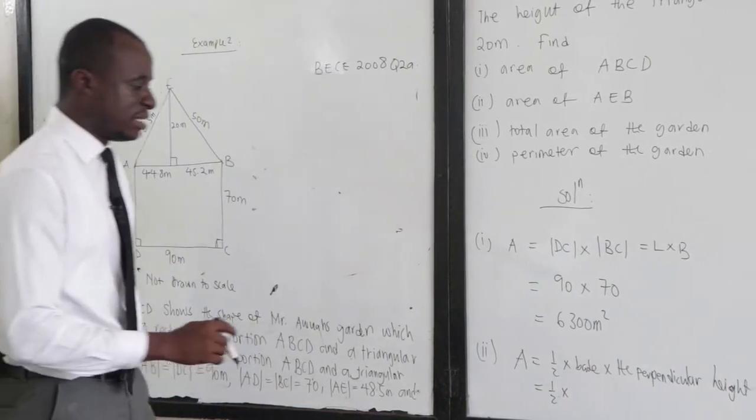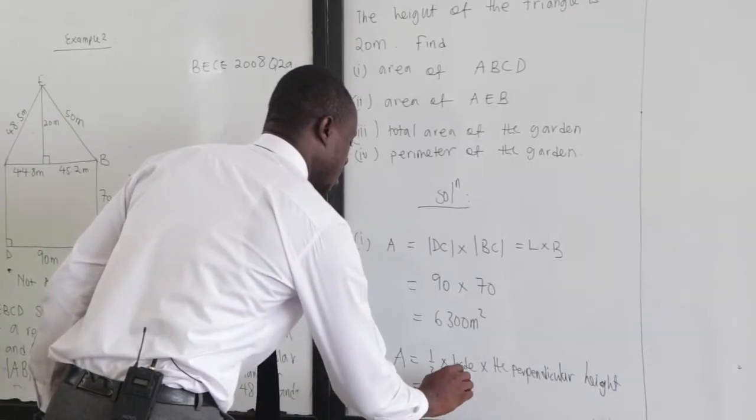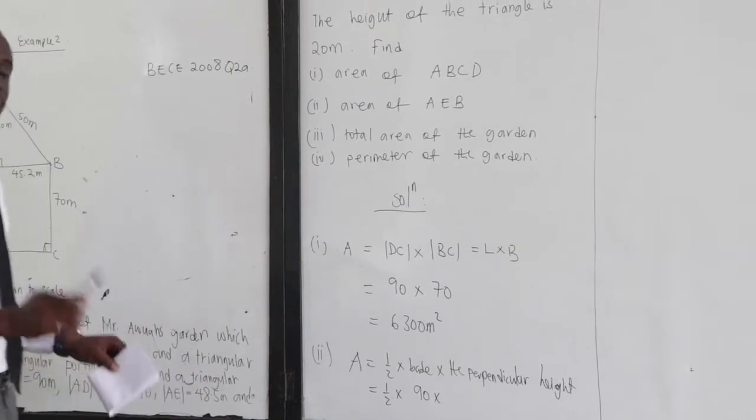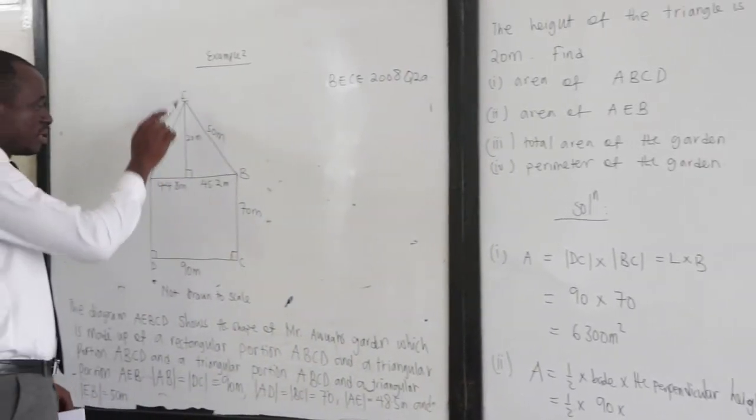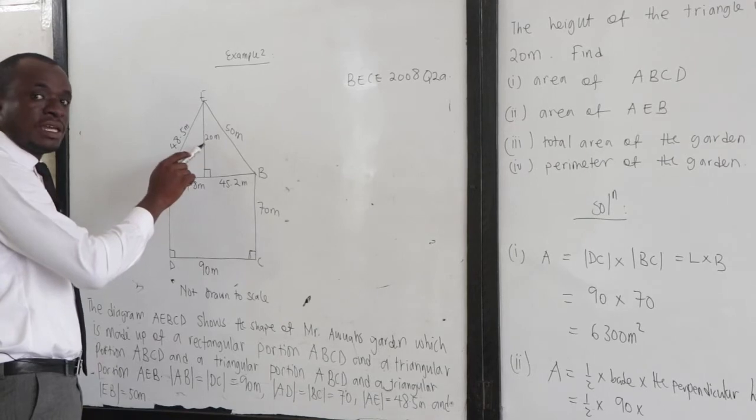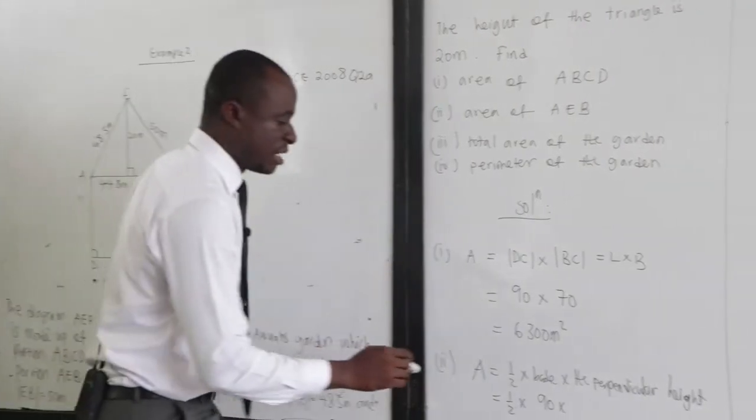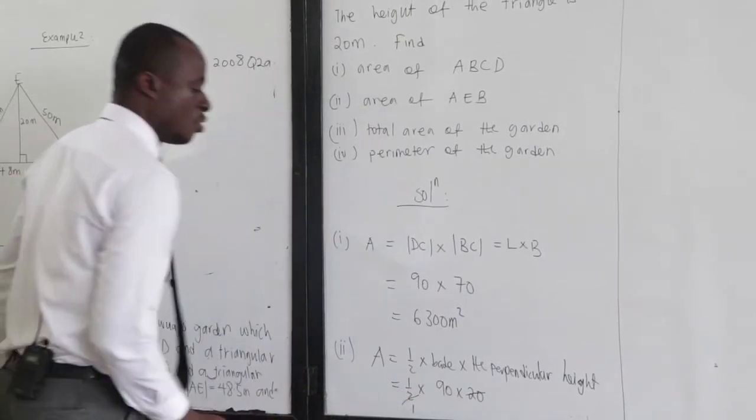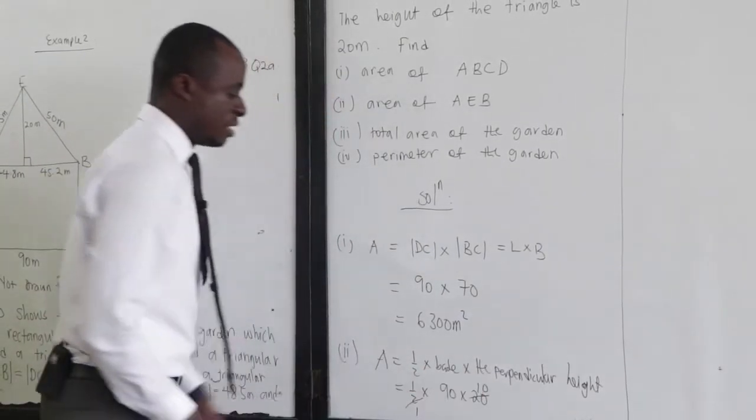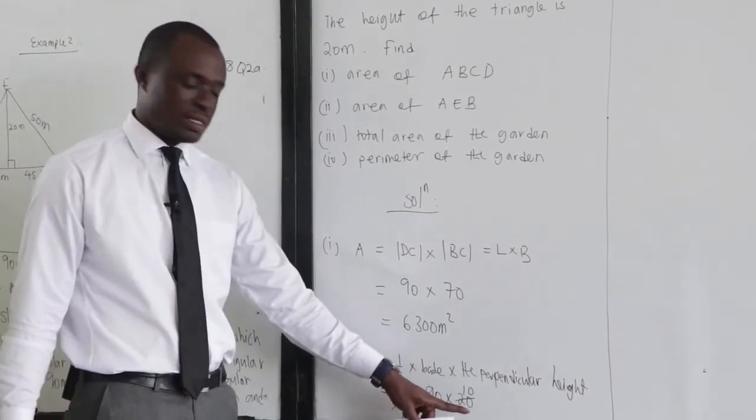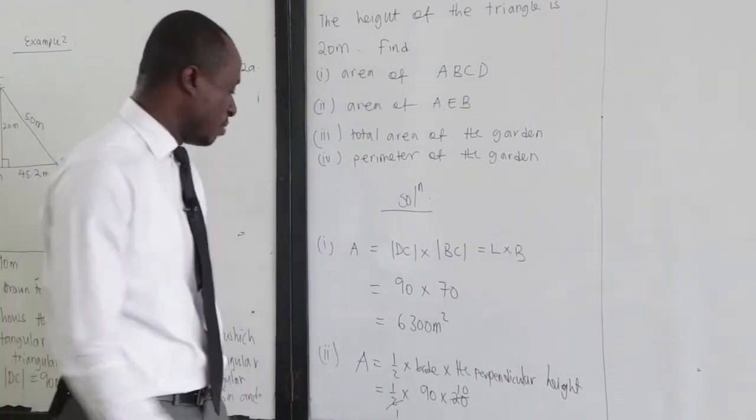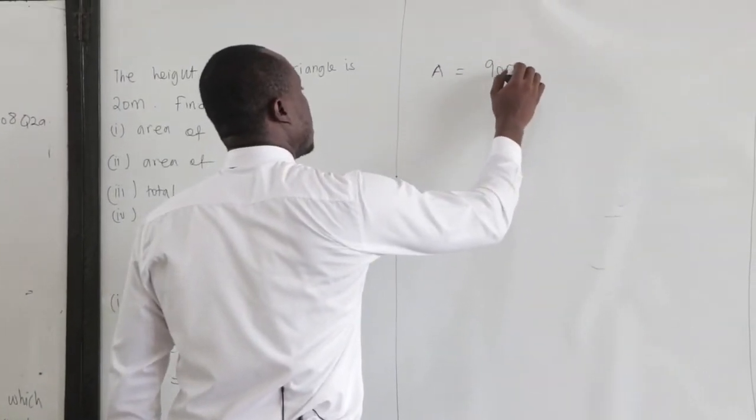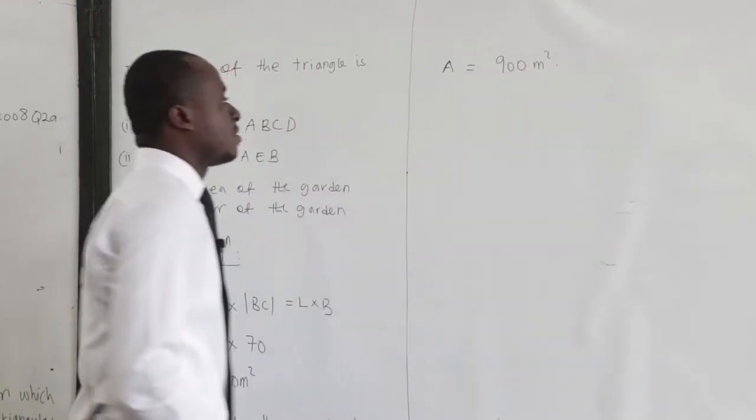So AB is 90 meters. So we say half, that is 90, and then what is the height? The height of the triangle is 20. This is the perpendicular height of the triangle, and it is 20 meters. So times 20. 2 goes into 20, that is 10. Now what is 90 times 10? 9 times 1 will give us 9, and then we bring the 2 zeros. So our area is equal to 900 meters square.